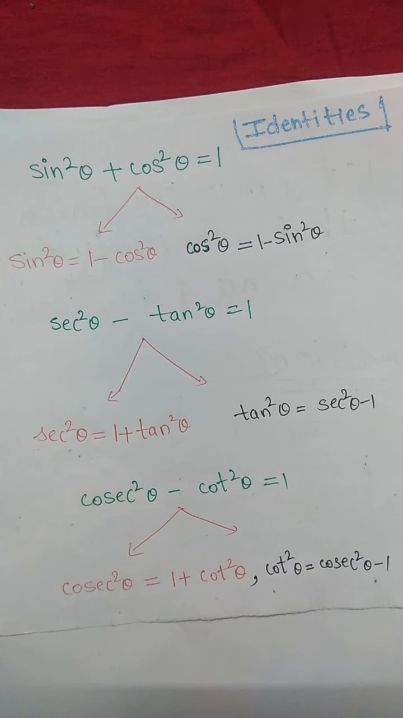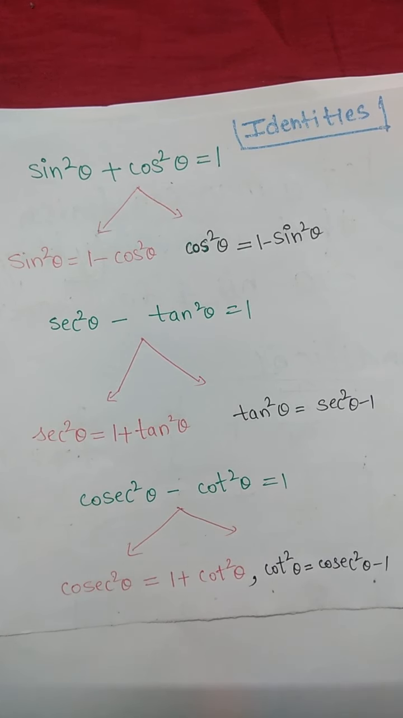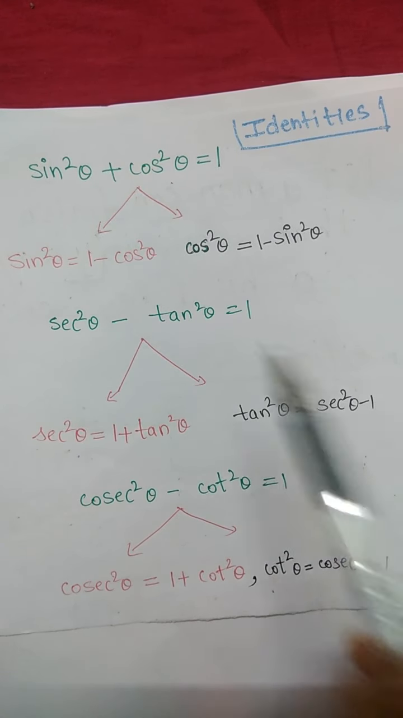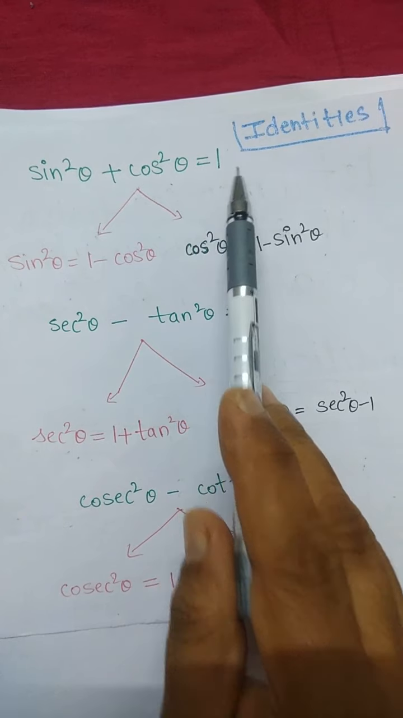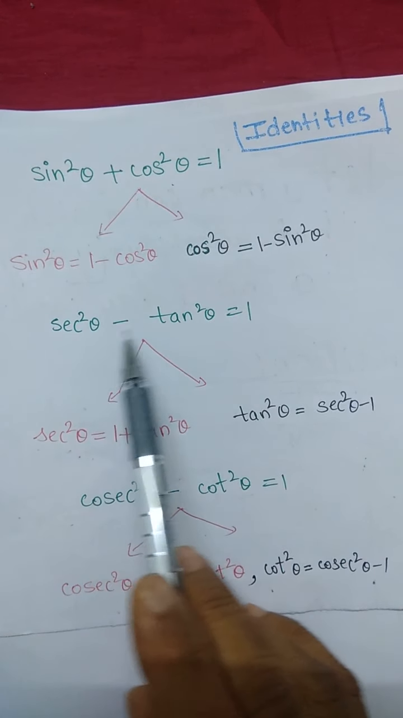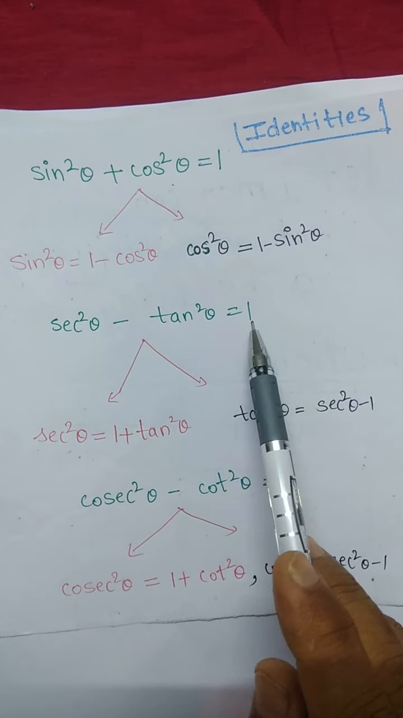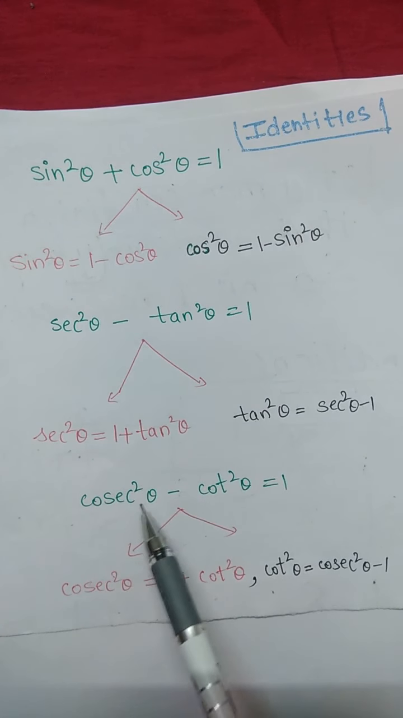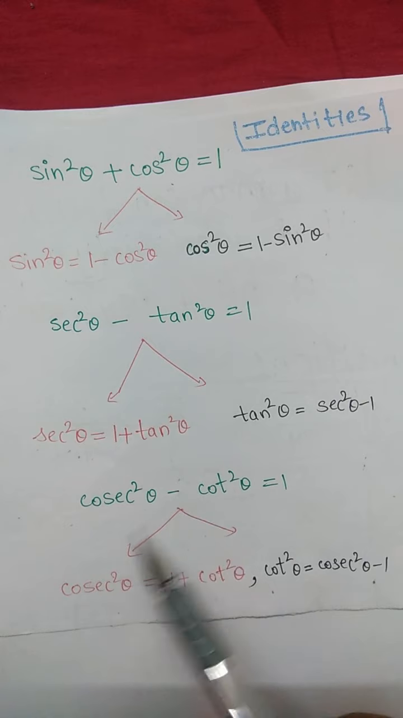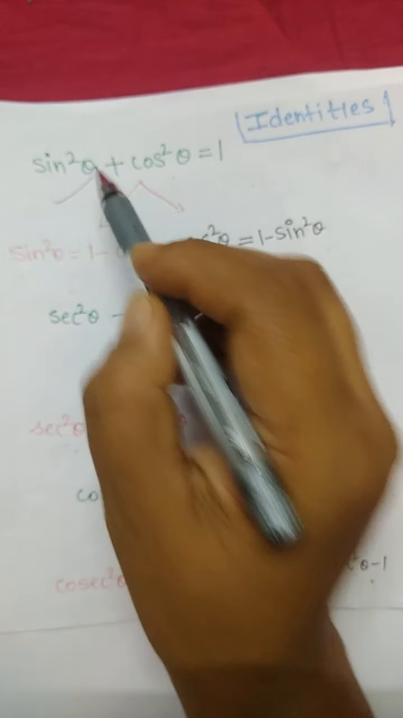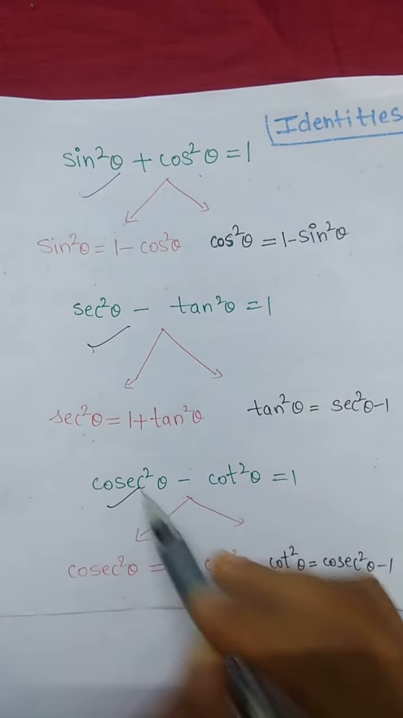Today I am here to explain you the identities of trigonometry. What are the identities of trigonometry? Sin square theta plus cos square theta is 1. Sec square theta minus tan square theta is 1. Cosec square theta minus cot square theta equals 1. These are the three identities. First, this; second, this; third, this.